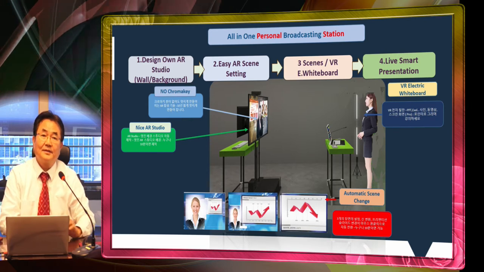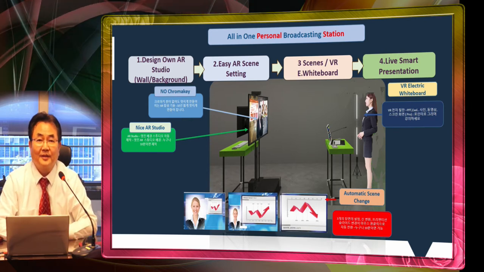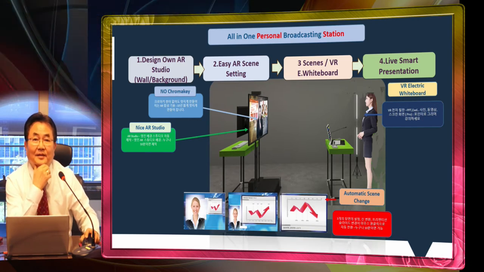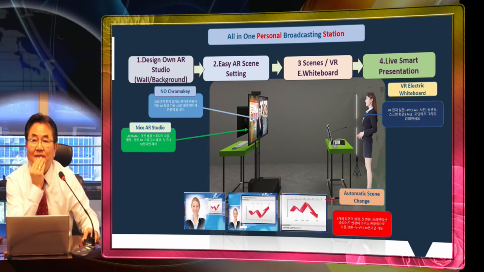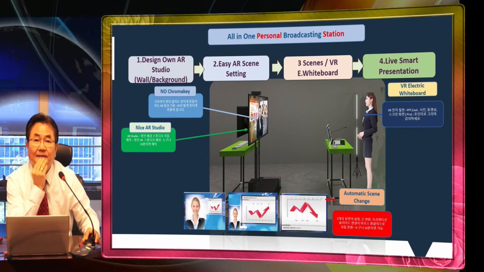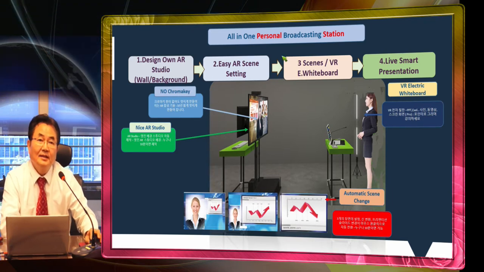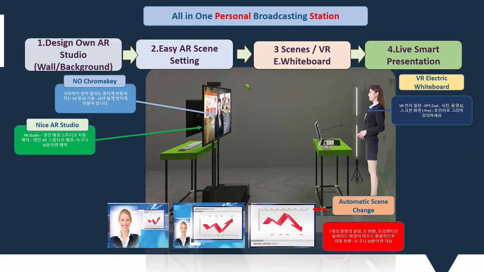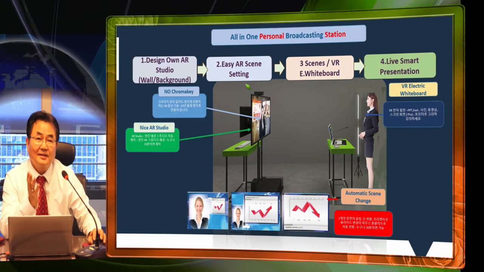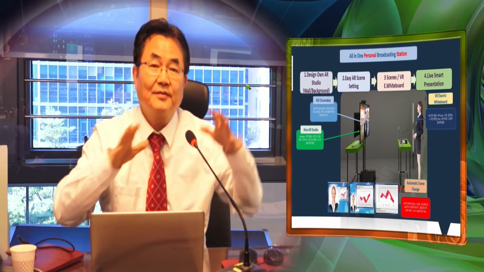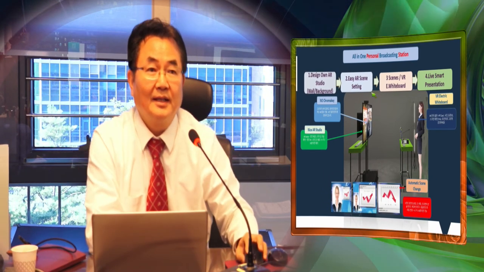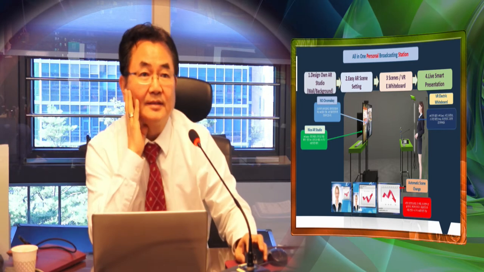So whatever you want, you can make this one very different from other things. So the scene change, scene 1, scene 2, and then scene 3 is this, scene 2 is this, and scene 3 is this. So 3 virtual camera movement you can make.